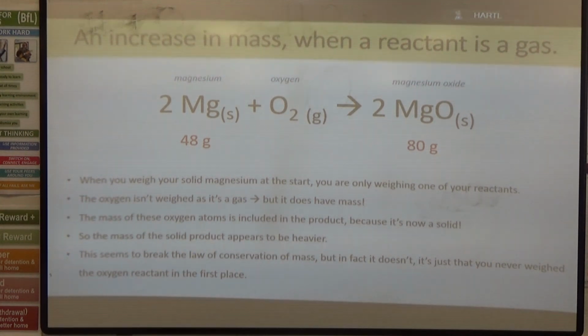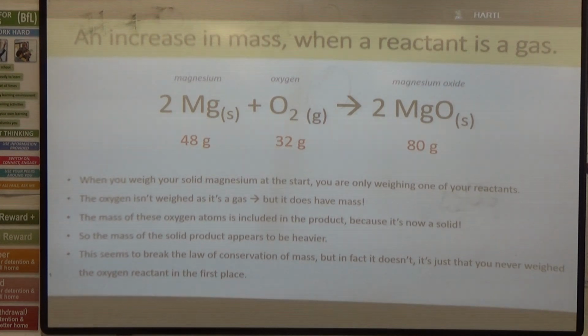Okay? So what would our missing value of oxygen be? 32. Good job. 32. So sometimes it looks like the magnesium has increased, but it's reacted with something. For it to increase up to 80, it's reacted with 32 grams of oxygen. Like I said, these numbers are just random numbers. They could be different in an exam question.